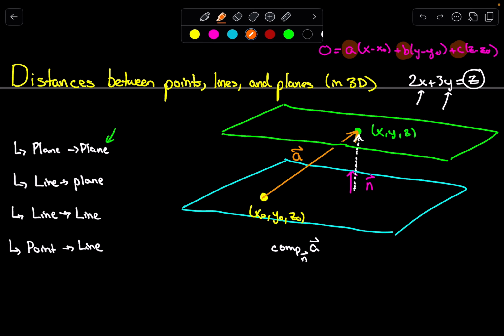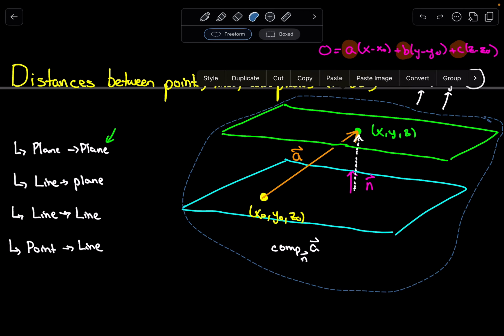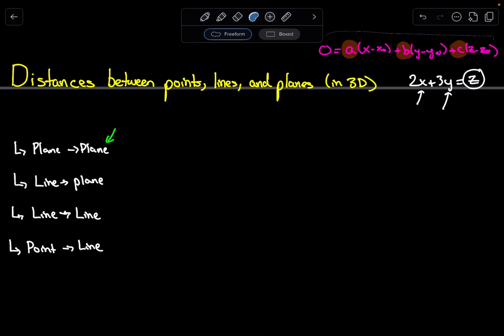And this will work because all of these points, no matter which one I pick on this plane, they're all going to be the same distance from the other plane, from the bottom plane. And so this will work. So that's essentially how you do the distance between two planes. Relatively straightforward, very similar to the other example that we just did.